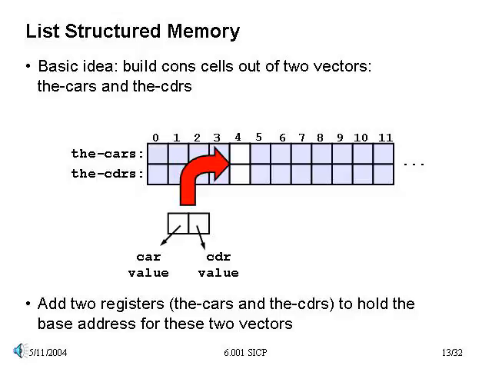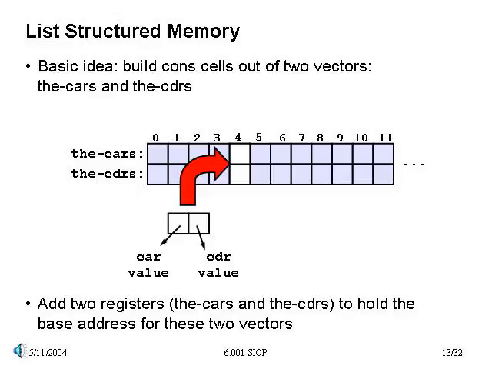Okay, to build the heap, we will again use the idea of a vector. But now we're going to glue two vectors together in a very specific way. Imagine I have two vectors that I call the cars and the cdrs. I can use a single index into these two vectors to represent a cons cell. The location at index j in the cars would represent the car element, and the same location j in the cdrs would represent the cdr element.